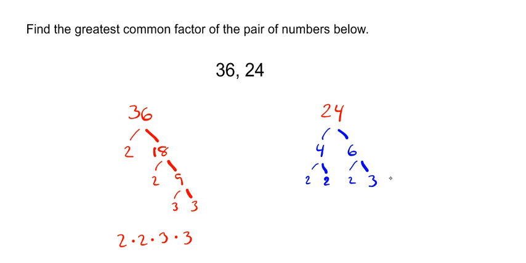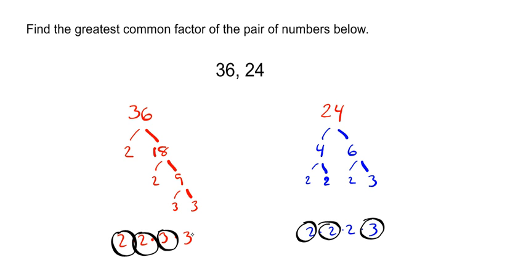Alright, so now our prime factorization for 24 is 2, 2, 2, and 3. So we write a multiplication sentence: 2 times 2 times 2 times 3. And now we've got our prime factorization of 36, our prime factorization of 24, and our goal here is to find the common prime factors, any common prime factors. So we have a 2 over here, and a 2 over here, another 2 over here, and another 2 over here, and a 3 over here, and a 3 over here.